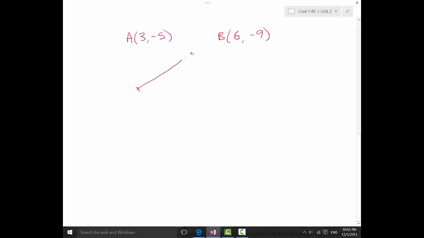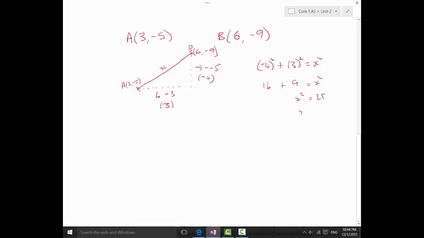Here we go. We've got the distance here is what we're looking for. Let's say A is (3, -5) and B is (6, -9). So let's have a look at the distance travelled here. Well, you've got 6 minus 3, which is 3, and we've got minus 9 minus minus 5, so that gives us minus 4. So these are the numbers that we use. So we've got minus 4 squared plus 3 squared equals x squared. So we've got 16 plus 9 again, which is x squared. So x squared equals 25. So x equals 5.